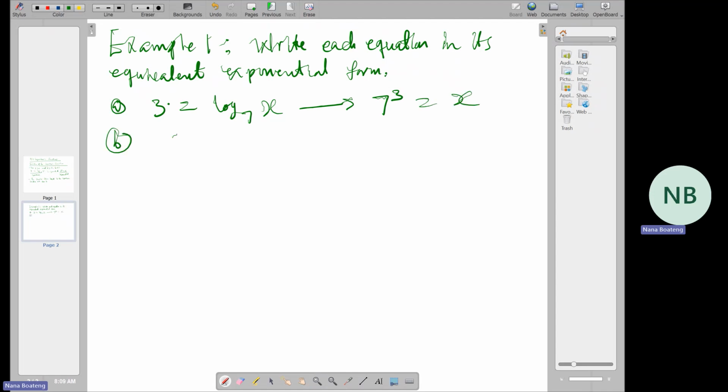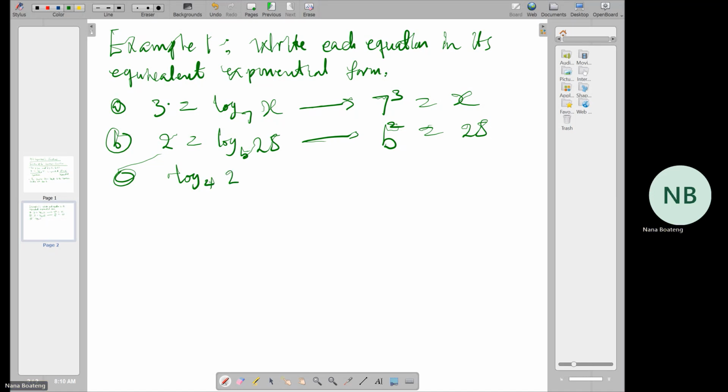And the second one, 2 is equal to log base b of 25. And in exponential form, we write this as b exponent 2 is equal to 25. And the last one, we have log to the base 4 of 26 is equal to y. So in exponential form, this becomes 4 exponent y is equal to 26.